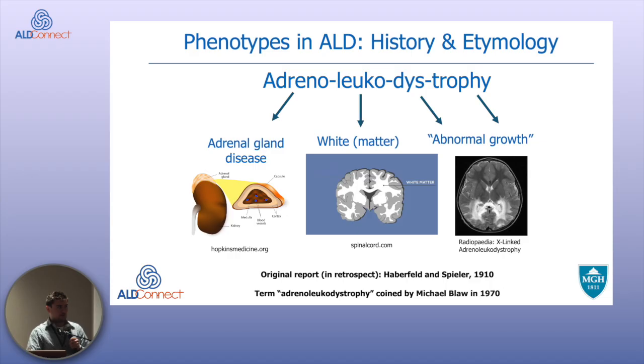And just really quickly touching on the difference between gray and white matter, it's the signal to propagate efficiently. ALD was probably first described in 1910, but then the term adrenoleukodystrophy was officially coined in 1970 by Michael Blah when studying boys who had both adrenal gland disease and also leukodystrophy.